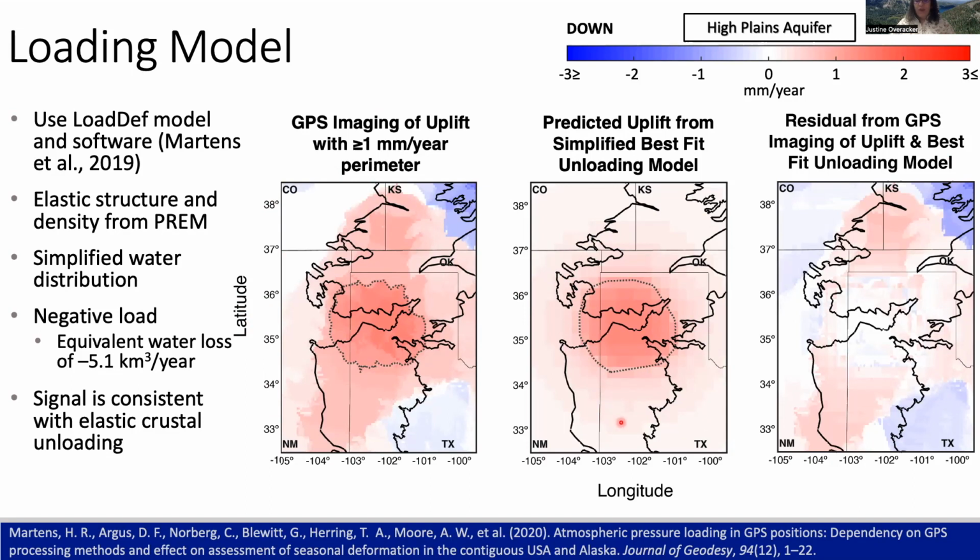So then we solved for water load thickness that minimizes the misfit between the observed uplift rate here and the uplift rate predicted by the model here. And that gives us this result, the residual. So even though the spatial distribution of this water loss is greatly simplified, our model shows that a loss rate of 11.4 centimeters per year, centralized in the Texas Panhandle region, is sufficient to approximate the uplift signal shown by GPS imaging. That's equivalent to about 5.1 cubic kilometers of water loss per year, centered just in this one polygon.